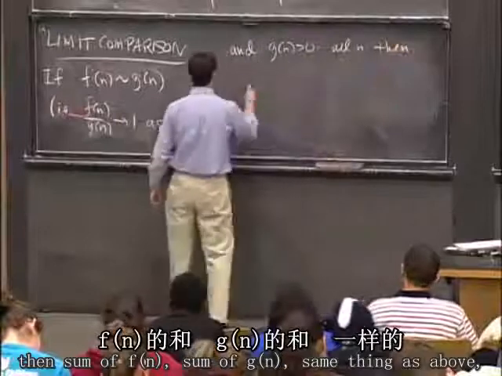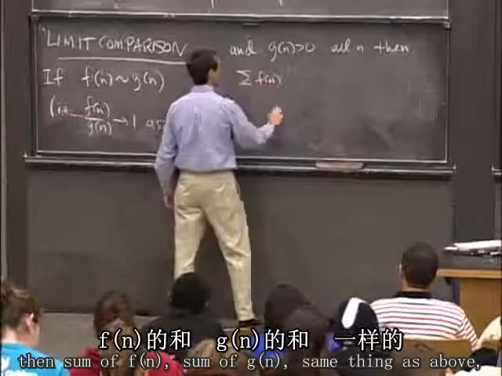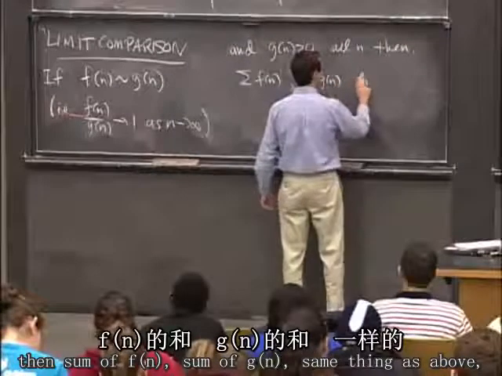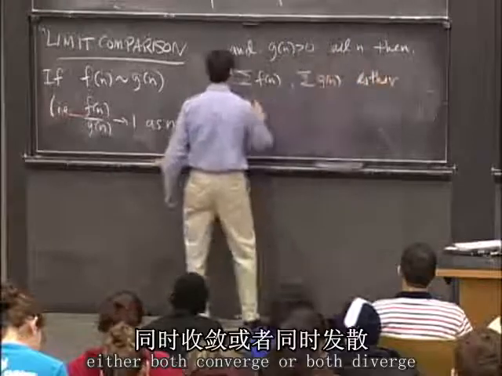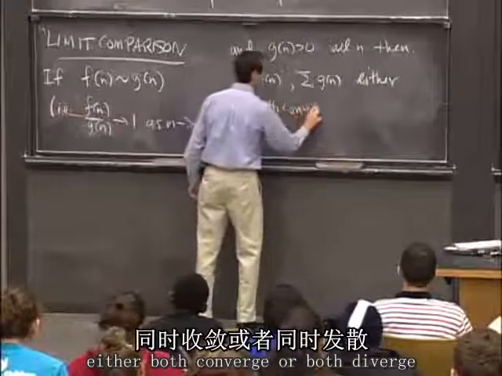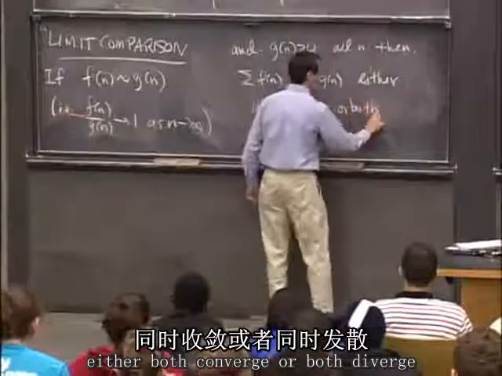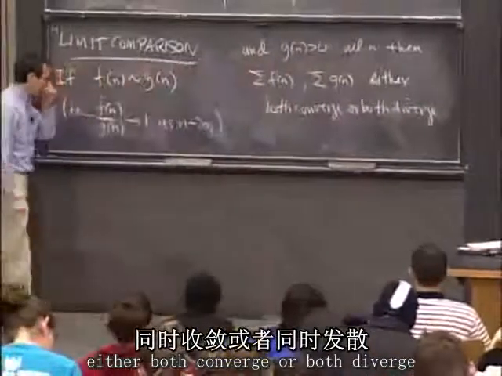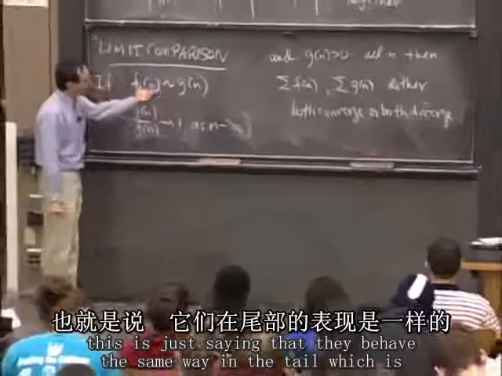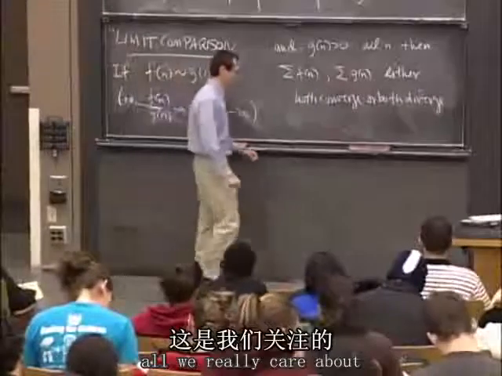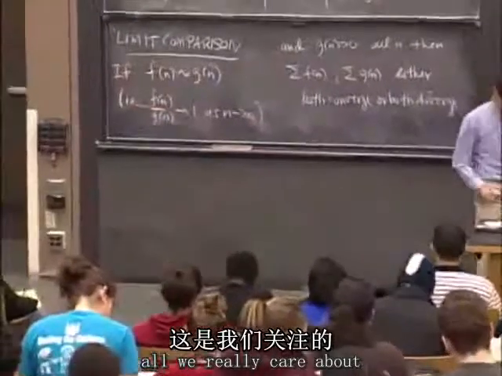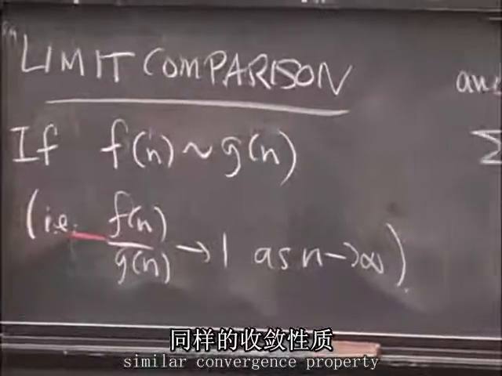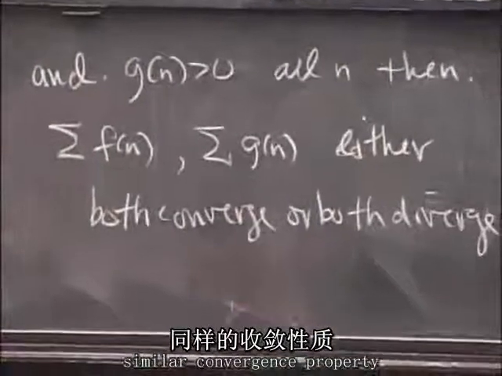Then sum f(n) and sum g(n), same thing as above, either both converge or both diverge. This is just saying that if they behave the same way in the tail, which is all we really care about, then they have similar behavior, similar convergence properties. And let me give you a couple examples.